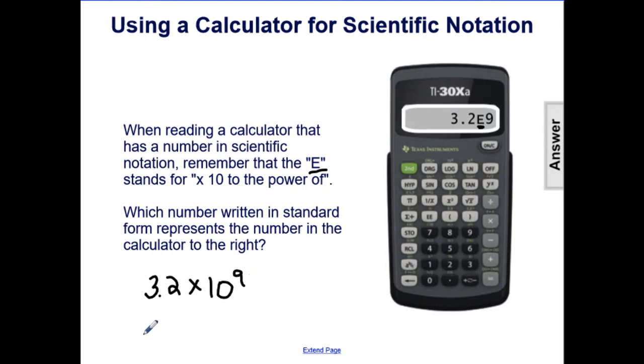So 3.2 times 10 to the 9th is going to be 3,200,000,000 and include 7 zeros after the 3 and the 2.